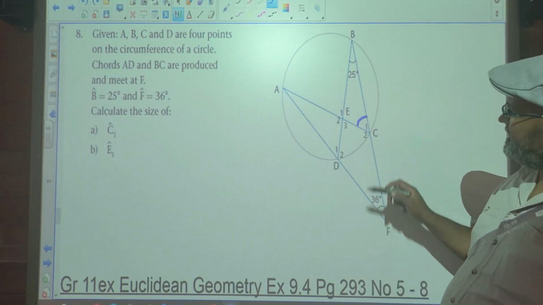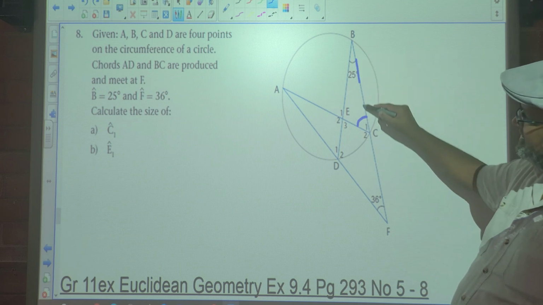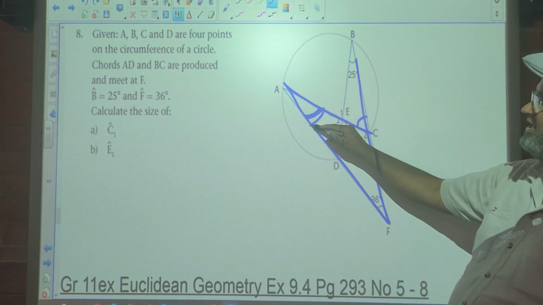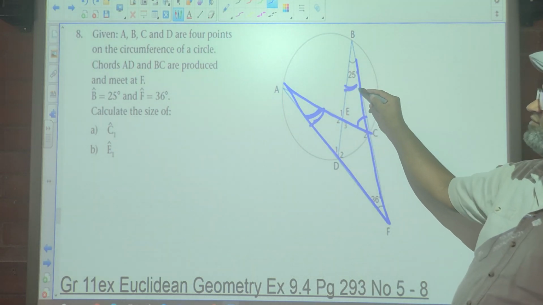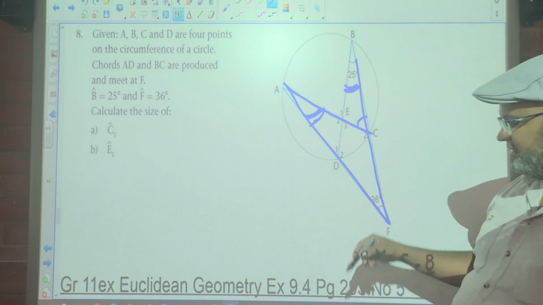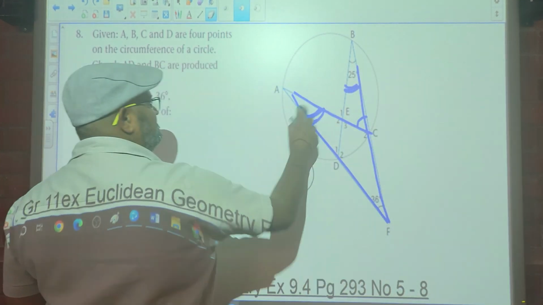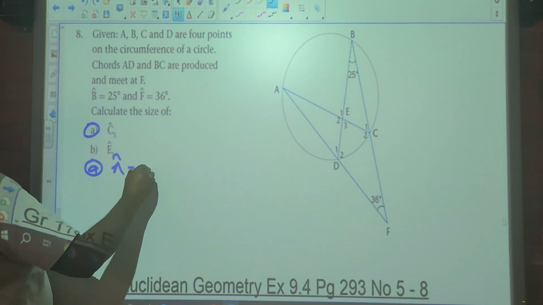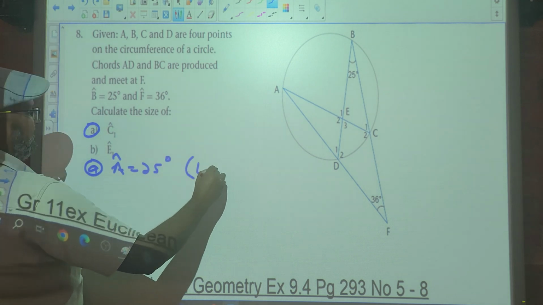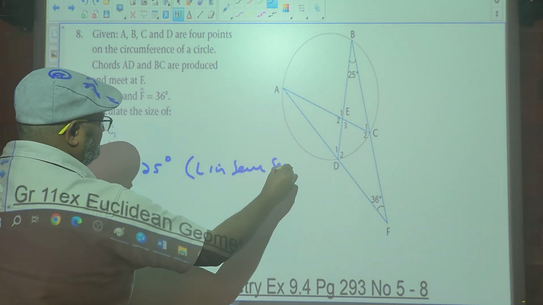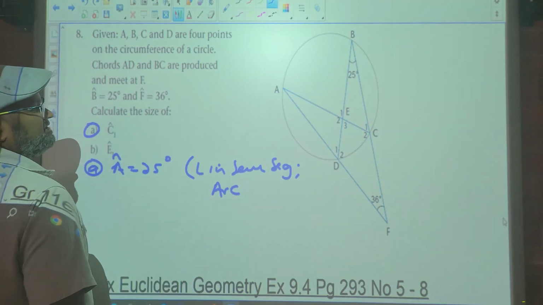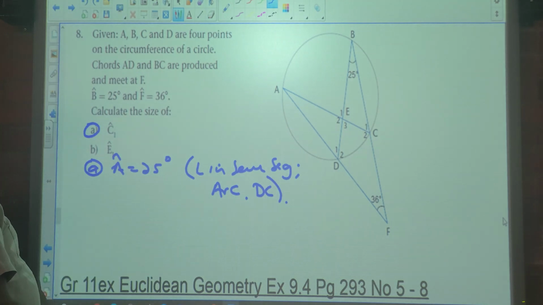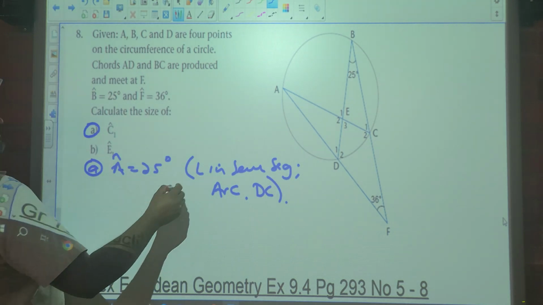So I can calculate C1. What do I need? This is the exterior angle of a triangle, not so? So we need angle A. But we know that angle A is 25. Why? Angles in the same segment. So angle A is 25 degrees, angles in the same segment, and it's coming from arc DC. Okay. It is 25.